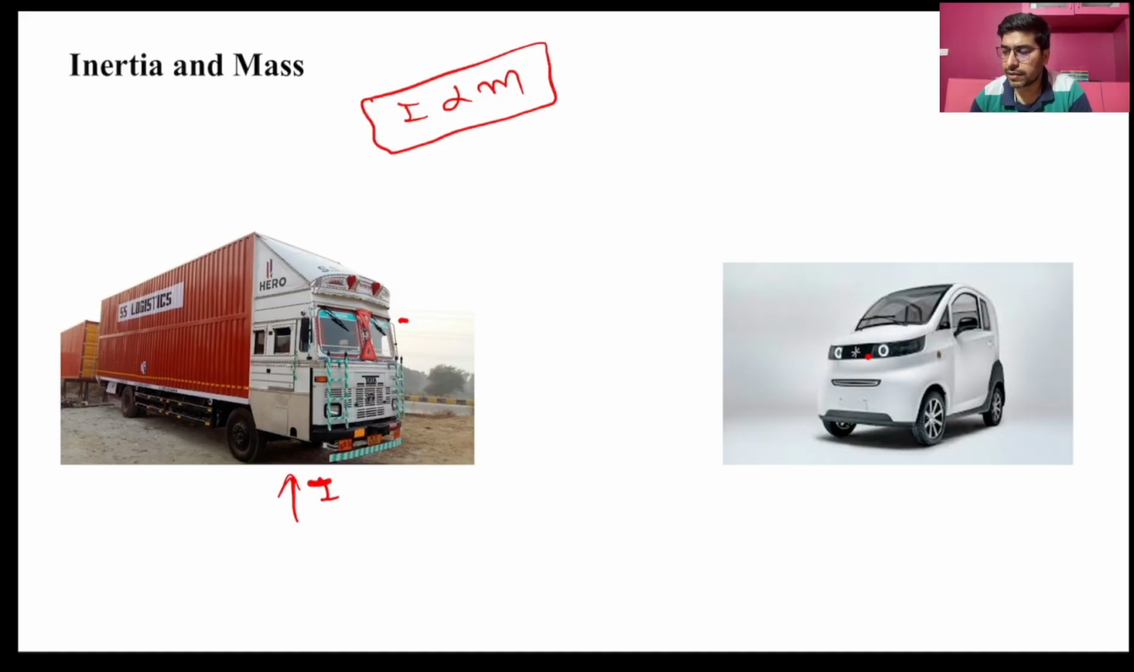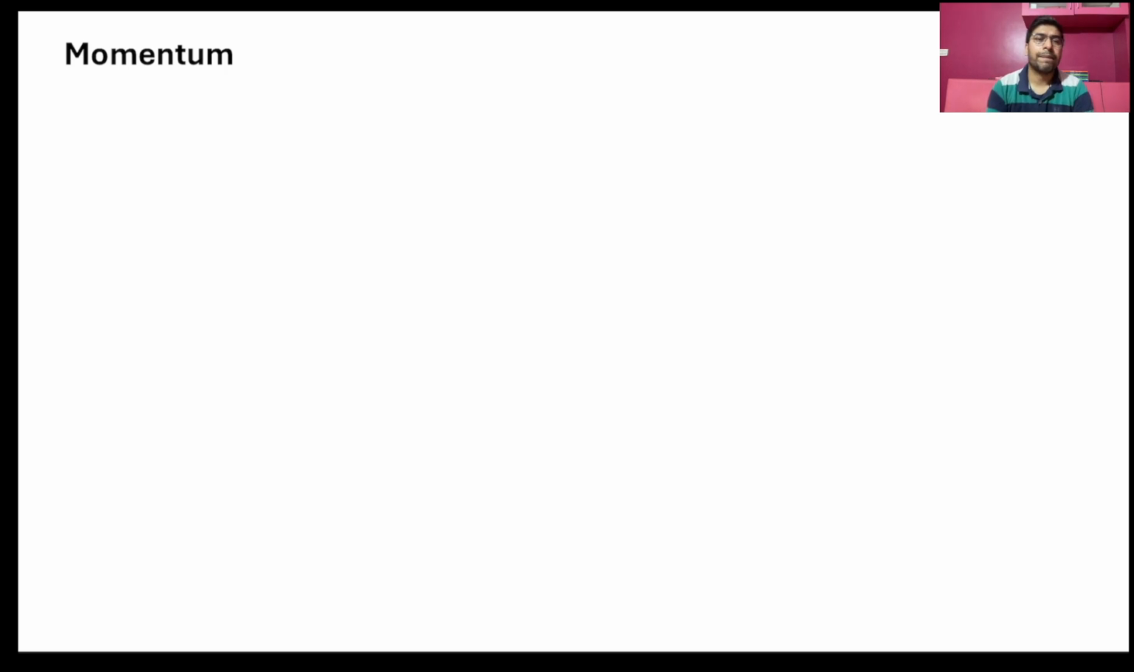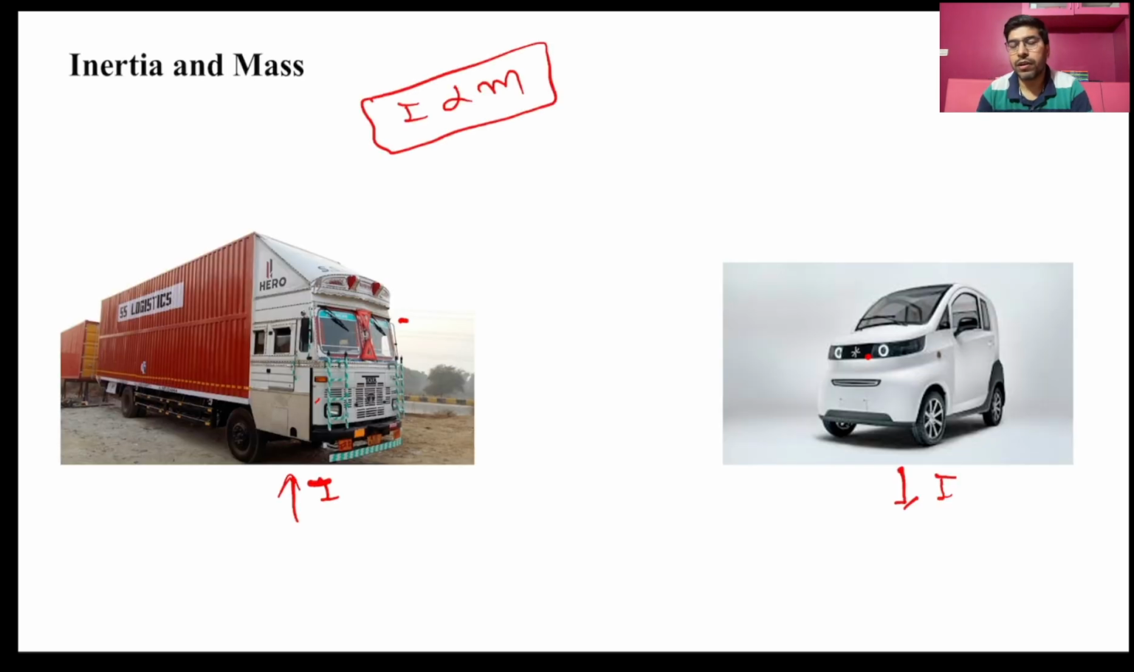Truck has higher inertia, although the car has lower inertia, right? Why? Because inertia is proportional to mass. Mass of truck is more than car. That's why truck has higher inertia, car has lower inertia. Okay. So any doubt related to inertia, please write down in the comment box.